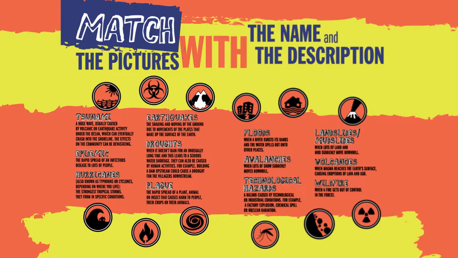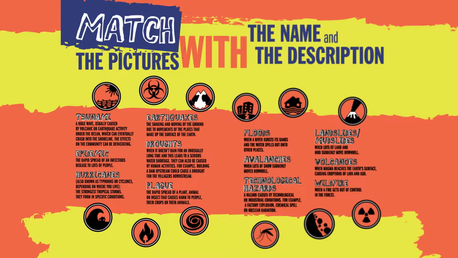Cracked ground under blazing sun. Under it, droughts. When it doesn't rain for an unusually long time, and this leads to a serious water shortage. They can also be caused by human activities. For example, building a dam upstream could cause a drought for the villages downstream. A mosquito. Under it, plague. The rapid spread of a plant, animal or insect that causes harm to people, their crops or their animals.